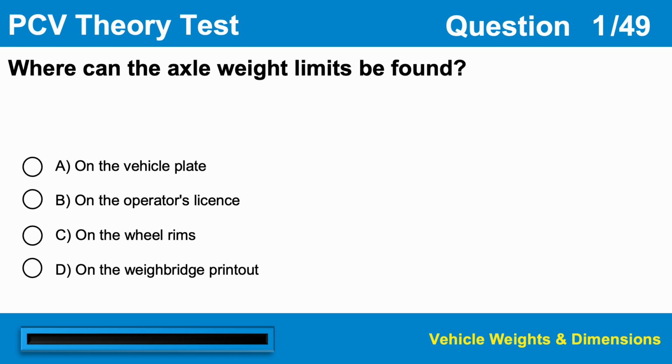Question 1. Where can the axle weight limits be found? A. On the vehicle plate. B. On the operator's license. C. On the wheel rims. D. On the weighbridge printout.